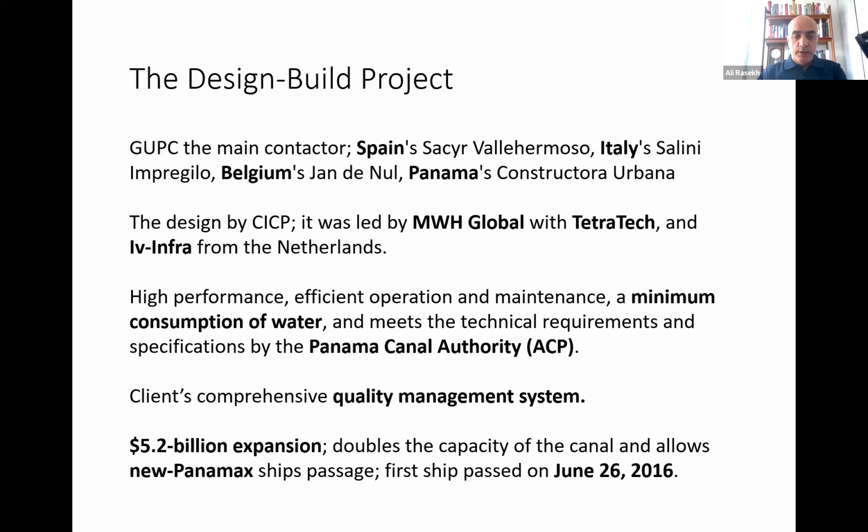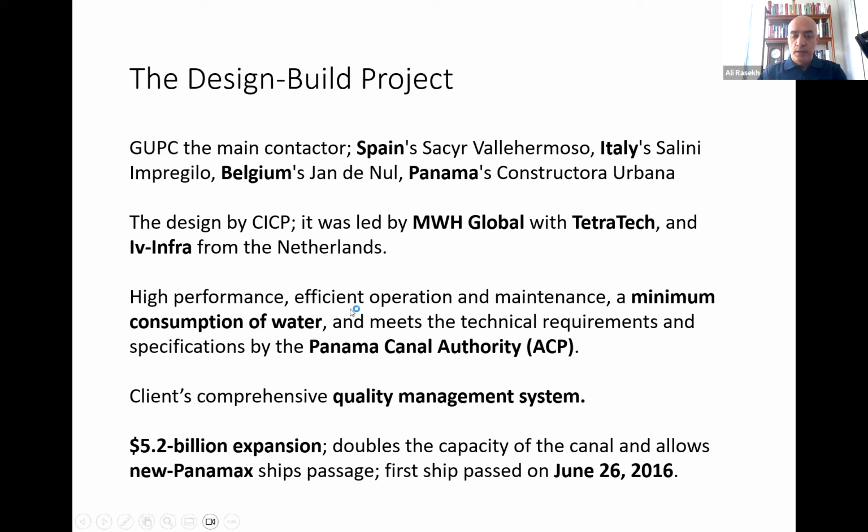It was a design build project, so we were hired by the contractors, and I have written the name of the contractors there. And I was working with Tetra Tech at that time, which was one of the companies working on the structural design or general design.